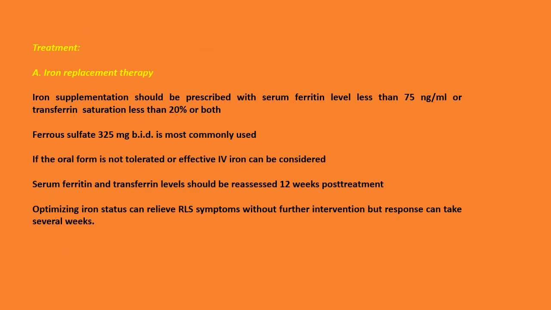Treatment: A. Iron replacement therapy. Iron supplementation should be prescribed with serum ferritin level less than 75 nanograms per ml or transferrin saturation less than 20% or both. Ferrous sulfate 325 mg BID is most commonly used. If the oral form is not tolerated or effective, IV iron can be considered.